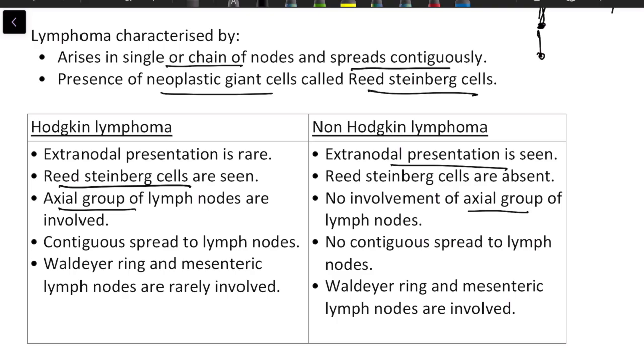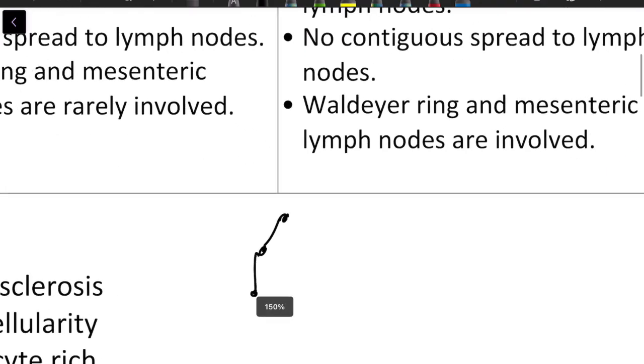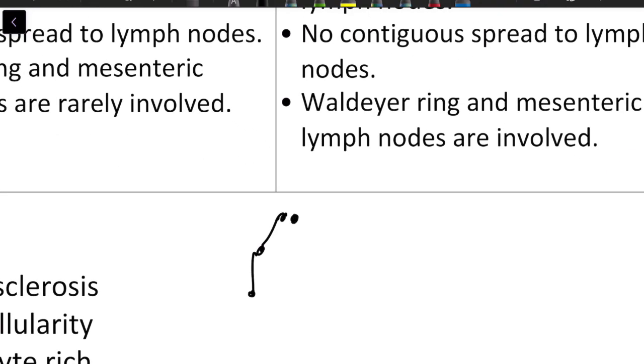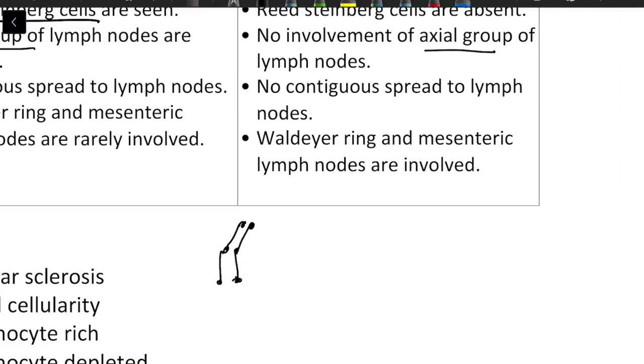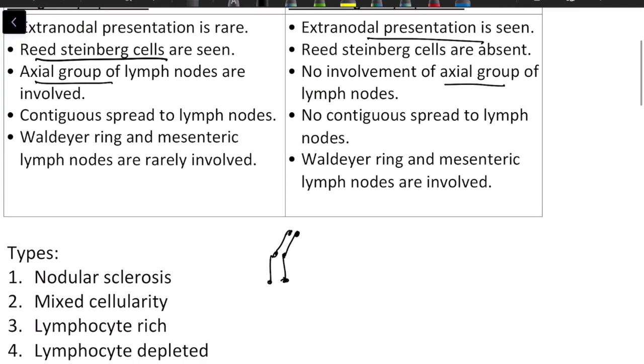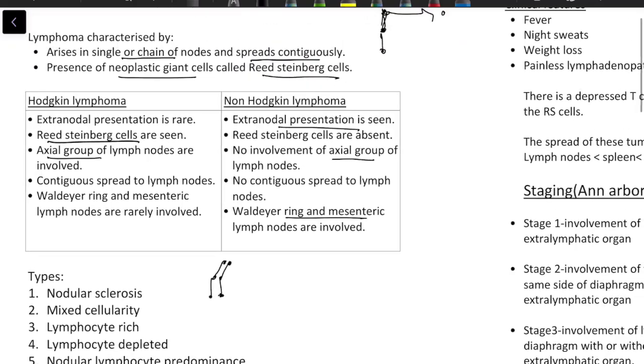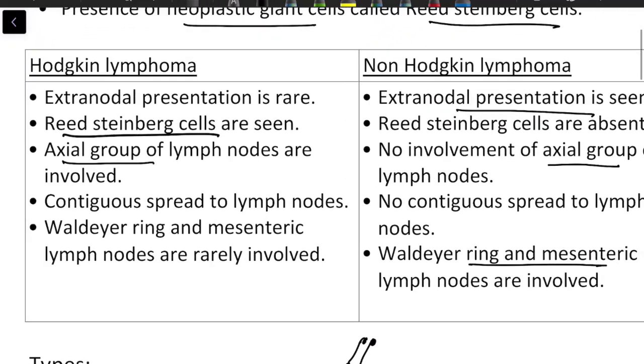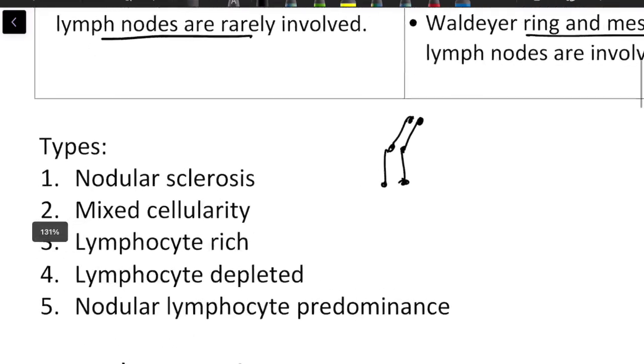Also, there is a contiguous spread to the lymph nodes. Just like I told you, if these are a group of axial lymph nodes which are anatomically adjacent to each other, then Hodgkin's lymphoma will stereotypically first spread here, then go to this anatomically adjacent lymph node, and then go here. So it has a very stereotypic spread. The Waldeyer ring and mesenteric lymph nodes are involved in non-Hodgkin lymphoma, but here the Waldeyer ring and mesenteric lymph nodes are rarely involved, not seen.